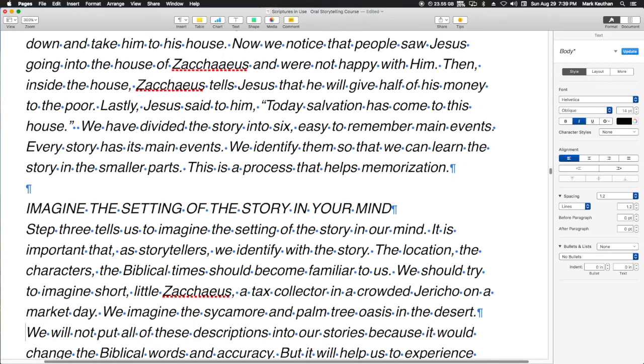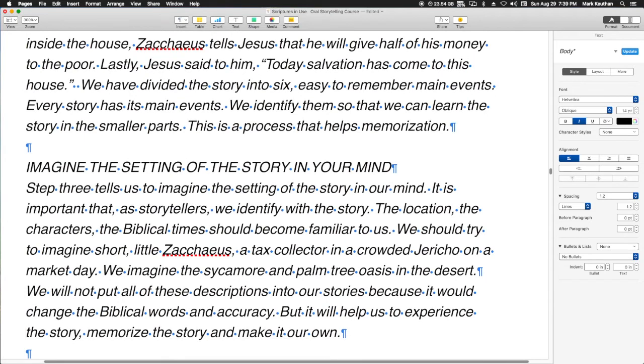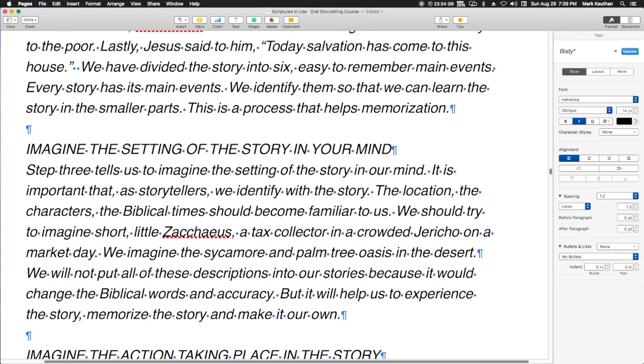All right. To get to what you're dealing with in week 2, imagine the setting of the story in your mind. Step 3 tells us to imagine the setting of the story in our mind. It is important that as storytellers we identify with the story. The location, the characters, the biblical times should become familiar to us, or whatever culture you put it in. It doesn't have to be biblical times. We should try to imagine short little Zacchaeus. What does he look like? How does he dress? How does he speak? You know, a tax collector in a crowded Jericho on a market day. We imagine the sycamore tree and palm tree oasis in the desert, which is what Jericho was.